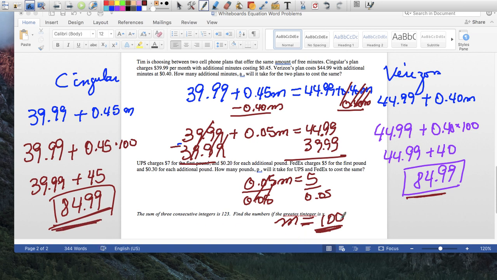Weird? So at 100 minutes, both plans, I pay the same. It won't happen with any other number, but at 100 minutes, and only 100 minutes, if you and I had these two different plans, both companies would be charging $84.99. Not on the other ones, just this one. Okay.